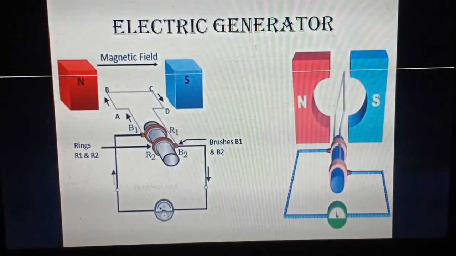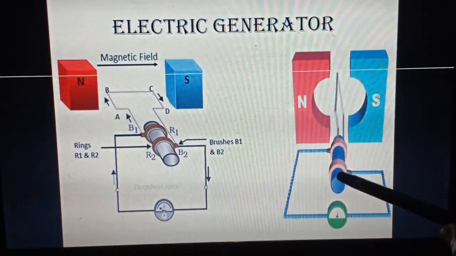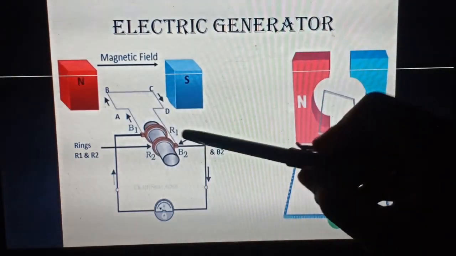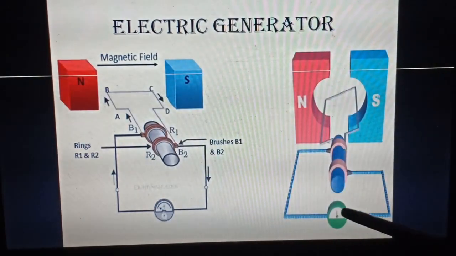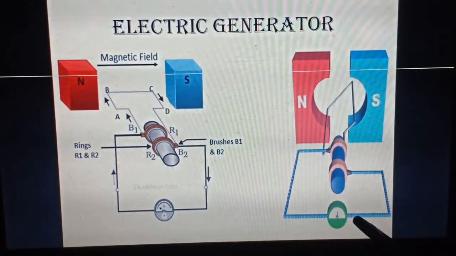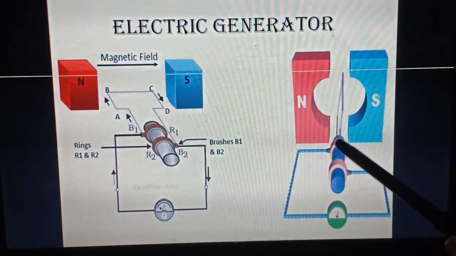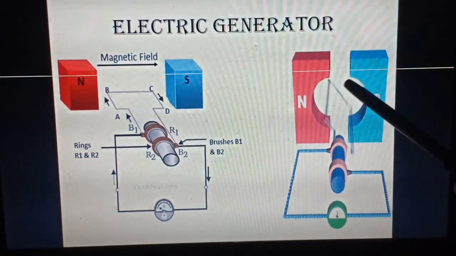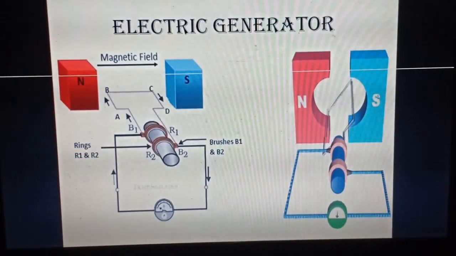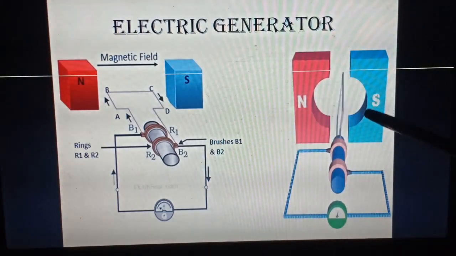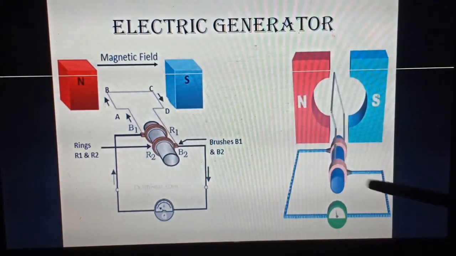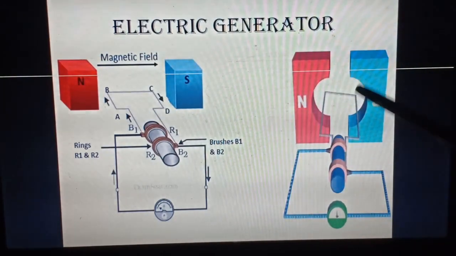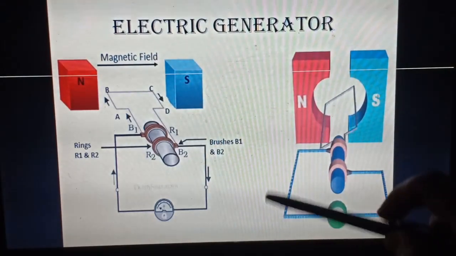But there is another deeper thing that we must know. We are moving this axle first. When the first half is moved, there will be a flow of current in one direction. See, this galvanometer is showing a deflection in one direction. But when we move the second part, what happens? When this end moves from here to here, current flows in one direction, and then this end is again under the influence of the magnetic field, so the direction of the current will change.